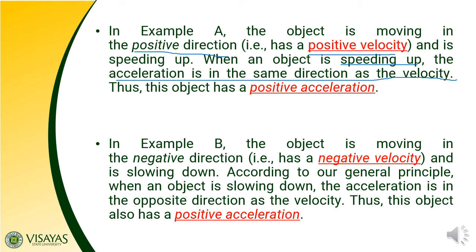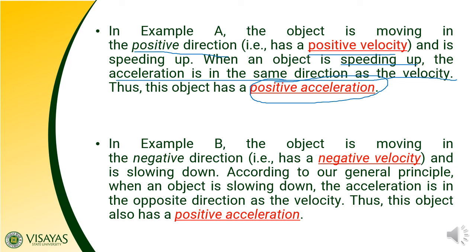So meaning, if the object is speeding up, the acceleration is in the same direction as the velocity. So meaning, the velocity of the object that is speeding up, since it is moving in a positive direction, has a positive velocity, so the direction of the acceleration must also be positive. So we will have a positive acceleration.